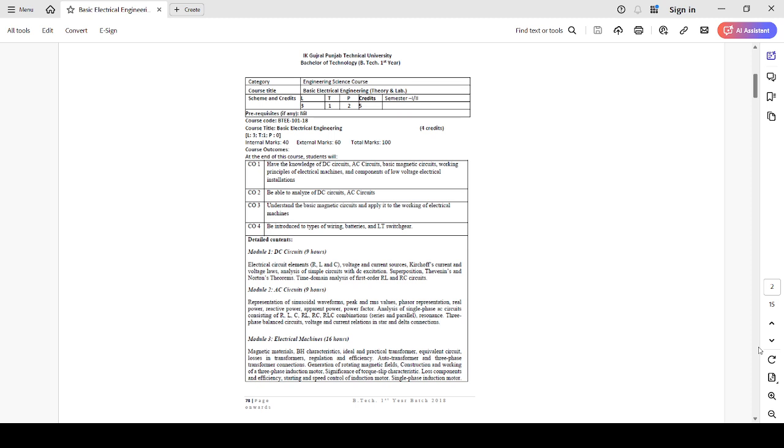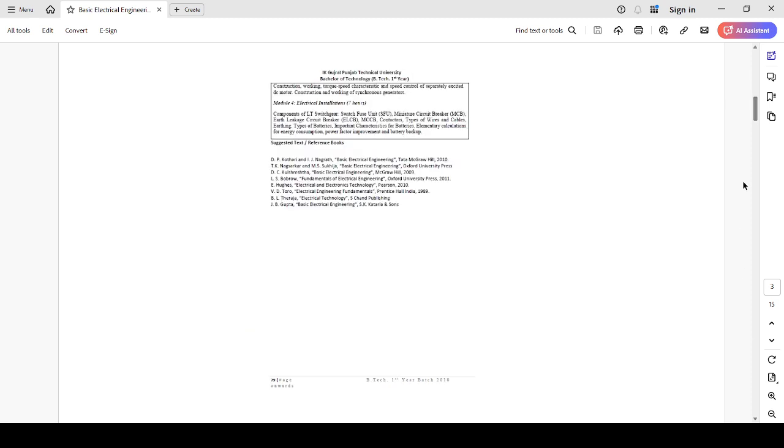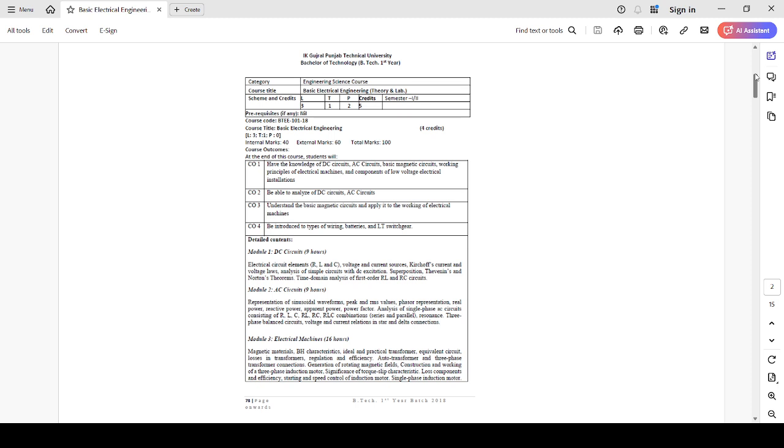So you can see the syllabus. You can see the whole syllabus has been divided into four modules: DC circuits, AC circuits, electrical machines, and the electrical installations as module number 4. So this complete basic electrical engineering course has been divided into four course outcomes.